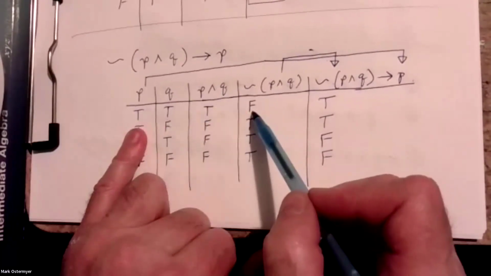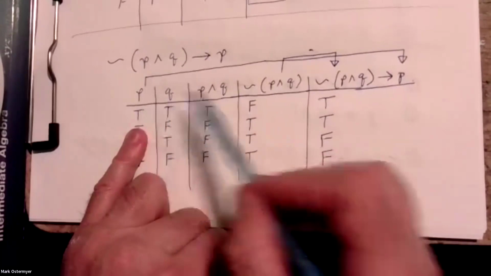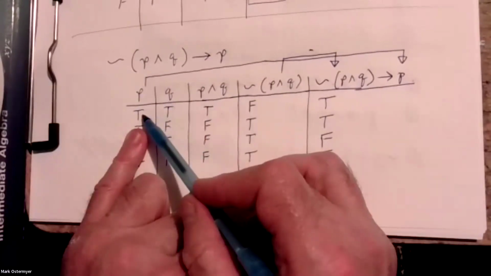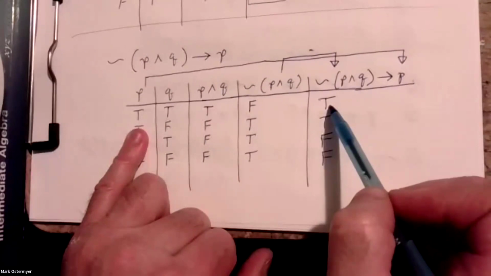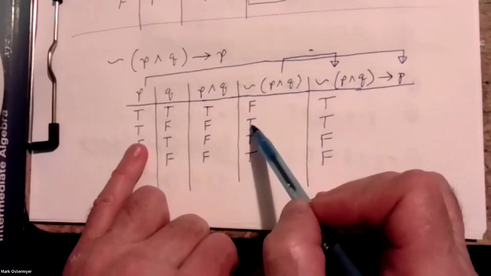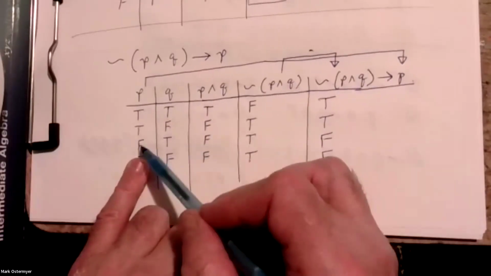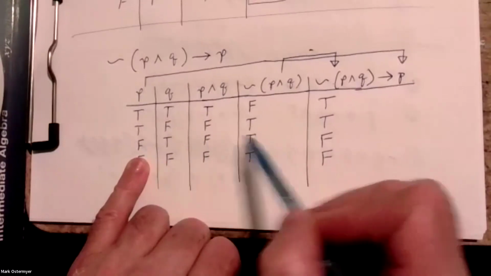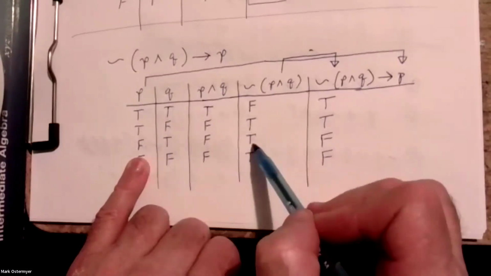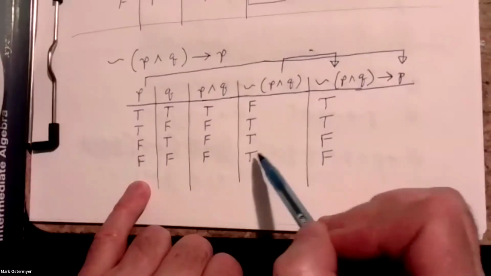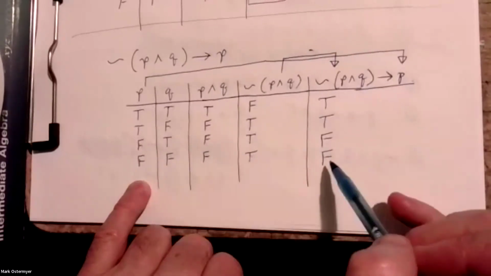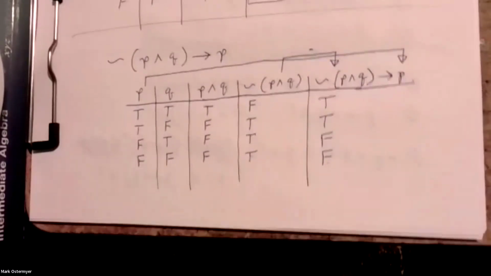Is the conditional true or false if I say if false, then true? Cubs lost, but Cubs still go to the playoffs. Yippee. True, correct? If true, then true. The conditional is true. If true, then false. Cubs win, but get screwed. That's a farce. False. If true, then false. No good. False. There you go.